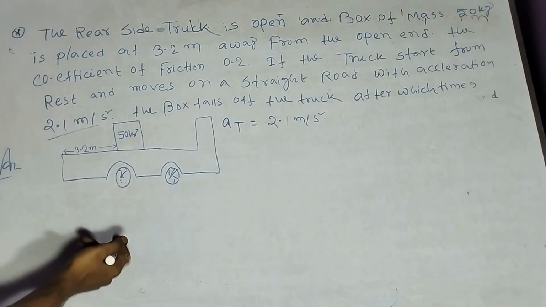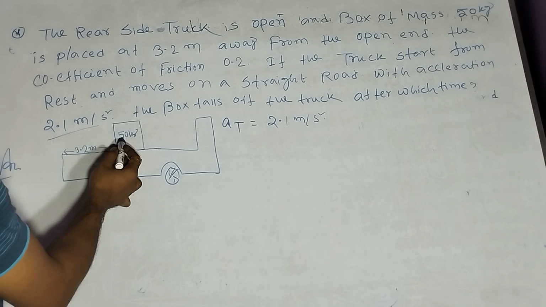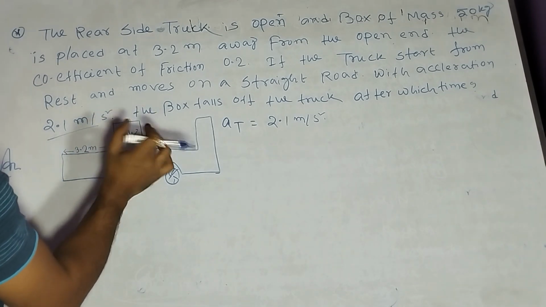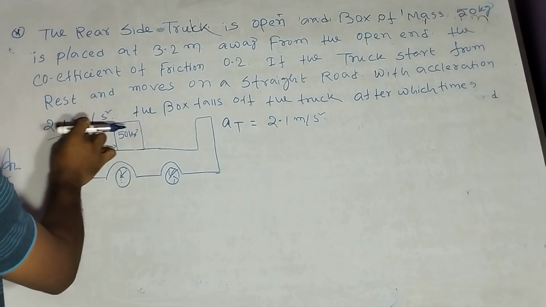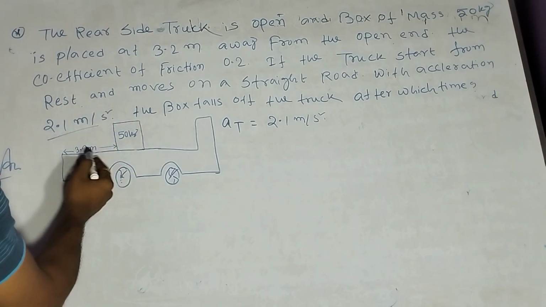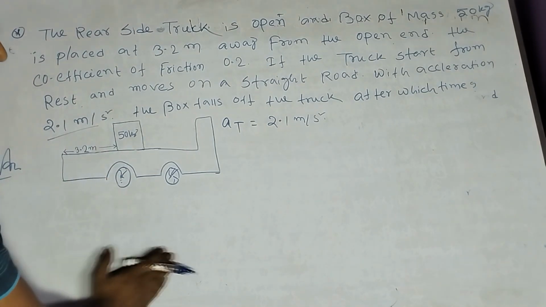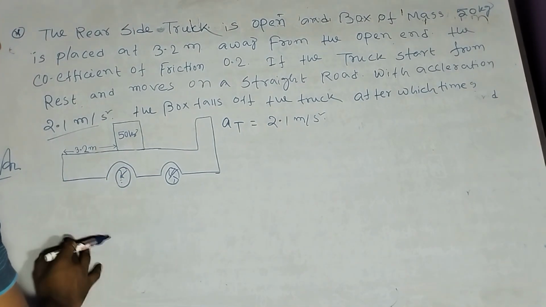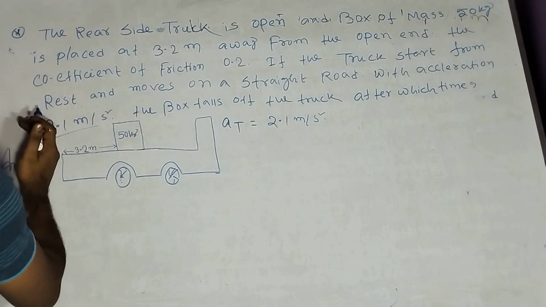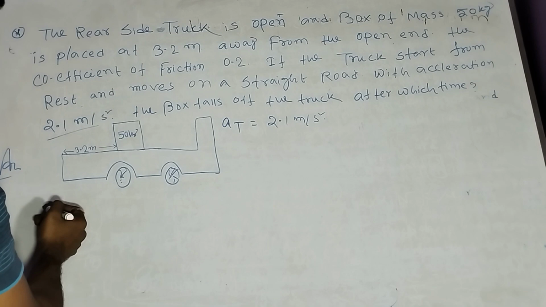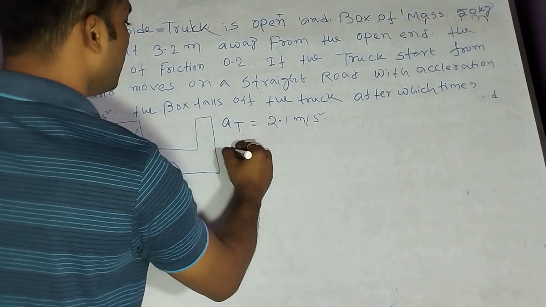In which time will the box fall on the ground? That means we have to find the time at which the box falls to the ground, passing the opening end. This is the kinetic friction. When the box moves backward, then this is the condition for falling down on the ground, otherwise it is not possible. So this is the kinetic friction.